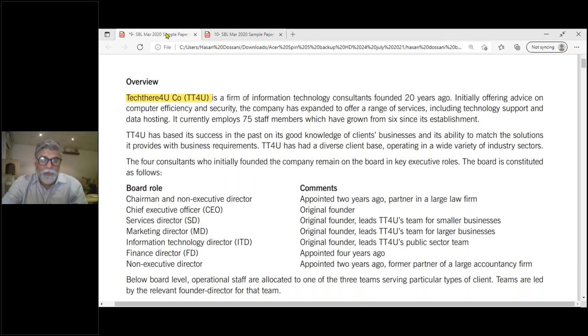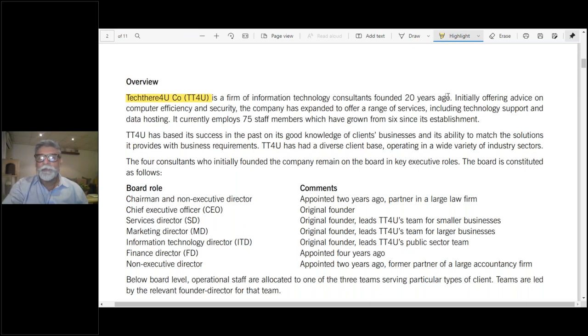I understand business, right? So the first paragraph is just about the company founded 20 years ago. We have a range of services, 75 people. Very good. I will just keep that in my mind. TT4U has based its success in the past on its good knowledge of client business and its ability to match the solutions it provided with business requirements. TT4U has had a diverse client base. That's good. Operating in a wide variety of industry sectors. That's good. So in the past, our success was based on good knowledge of client business, and we have got a diverse base. Very good.